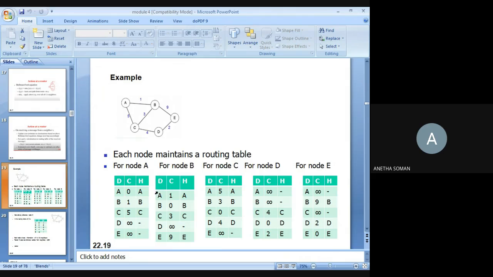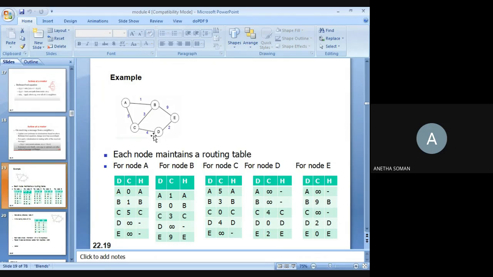Now, who are the nodes in the network? This is A, B, C, D, and E. Again, I have written. Now, I am at node B. I can reach my destination A with a cost of 1. So I have just written it. Since you have a direct link, the next hop is A itself. I am at B. I want to reach B itself with a cost of 0. Right? Now, I am at B. I want to reach C with a cost of 3. Right? C, 3, that I have written.